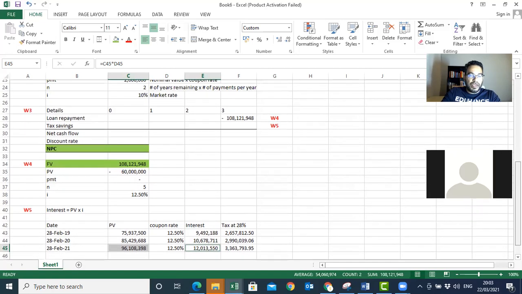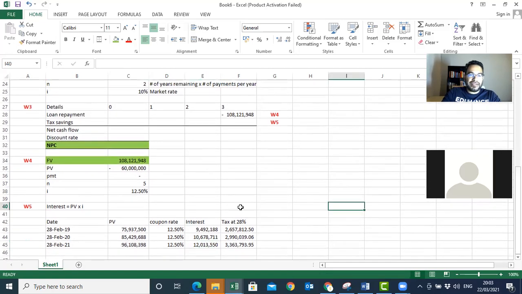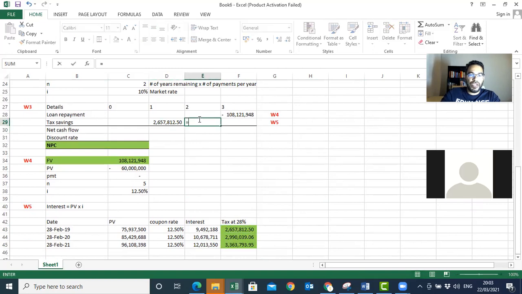So now we can go plug in. The tax savings is this answer over here. That's the tax savings. We go over here and we say tax savings in year 1 is 2.6, tax savings in year 2 is 2.9, tax savings in year 3 is 3.3.